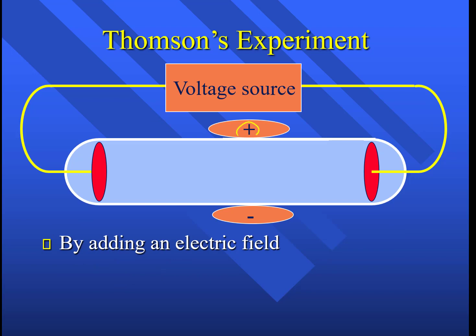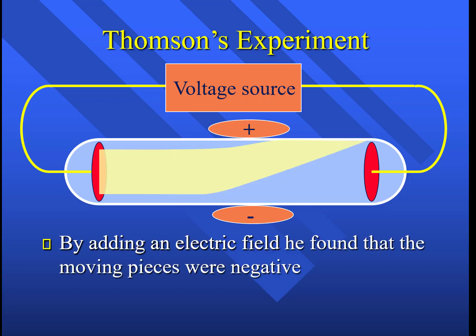And if you put a positive charge on top and a negative charge on the bottom, it bends towards the positive charge. Or you could equally say it bends away from the negative charge. And that told him that whatever was moving had a negative charge. It had to have a negative charge, so it bent that way.